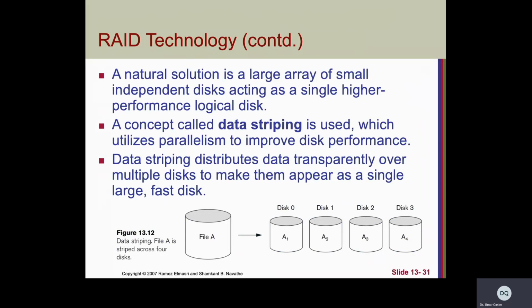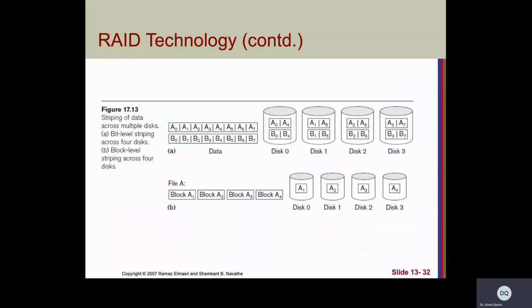The concept of data striping is used, which uses parallelism to improve disk performance. Data striping distributes data transparently over multiple disks to make them appear as a single large, fast disk. Physically you have 4 disks, but logically you think of them as one disk. So this is what data striping and RAID technology is. Your data is being copied on multiple disks.